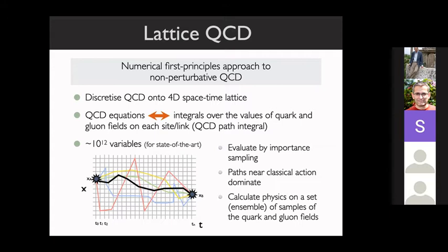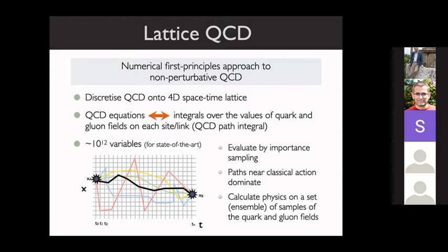I'm emphasizing this because, to understand how machine learning is applied, we need to understand the mathematical formulation. Mathematically, this looks like integrals over something like 10^12 to 10^15 variables for a state-of-the-art calculation. So the entire approach is based around very high dimensional integrals, which we evaluate by importance sampling.